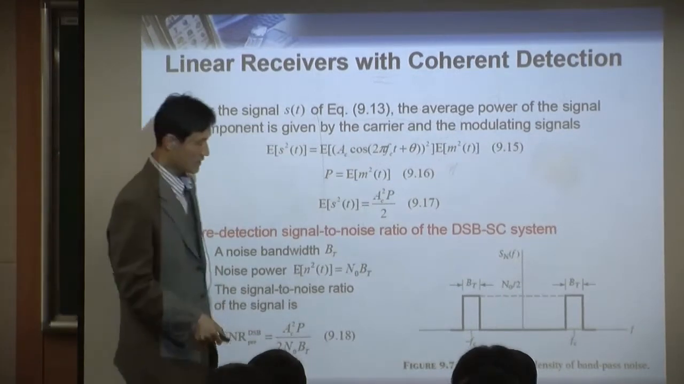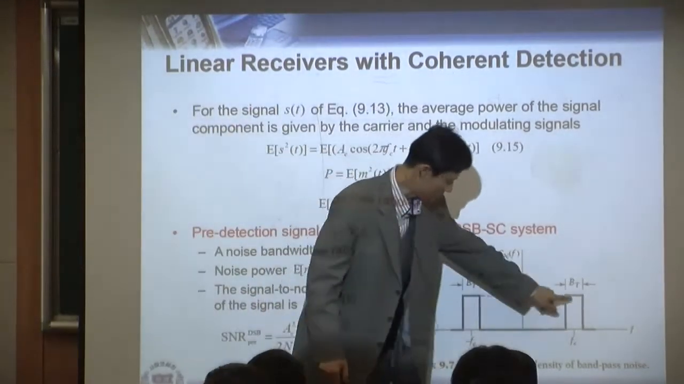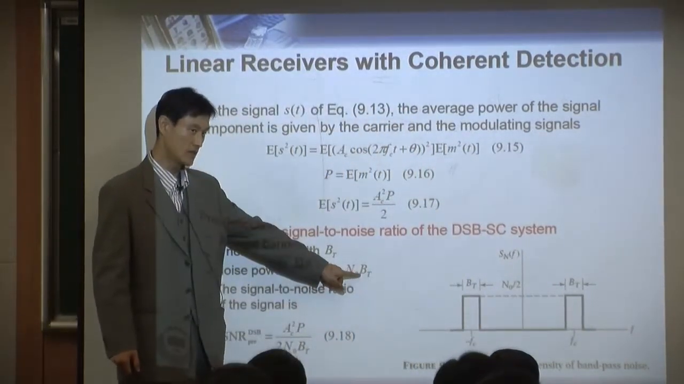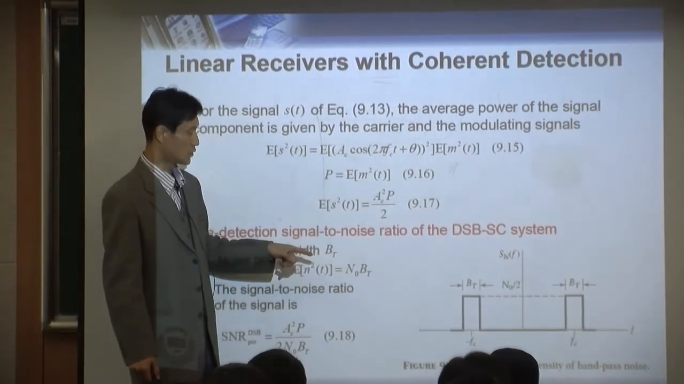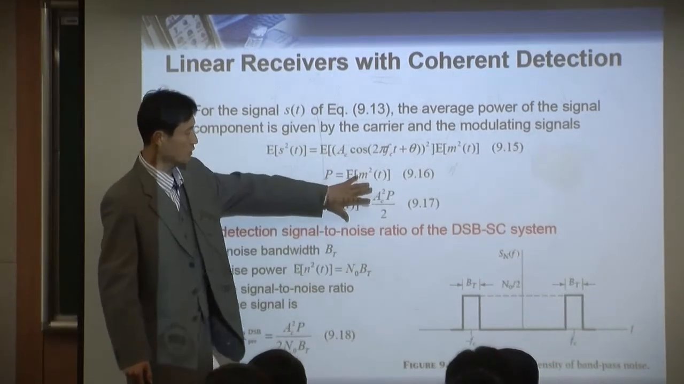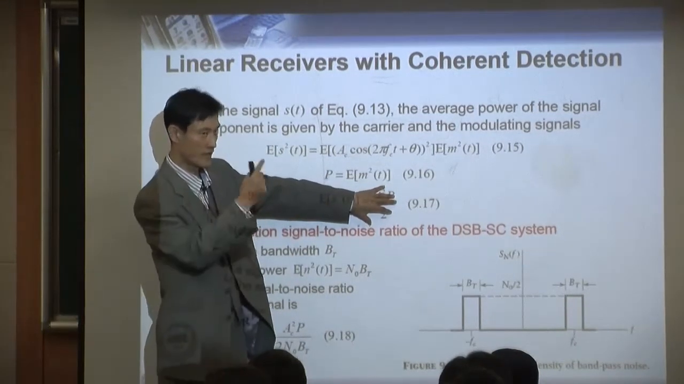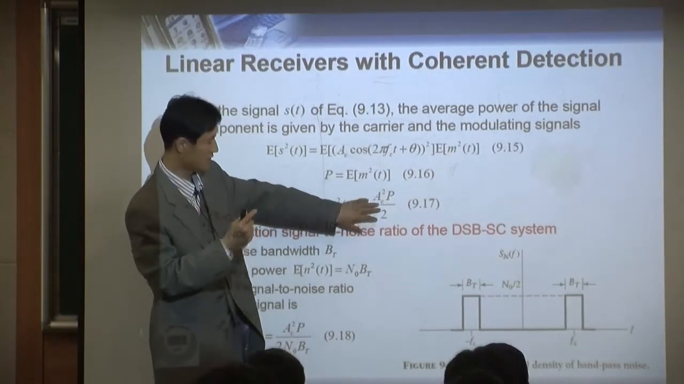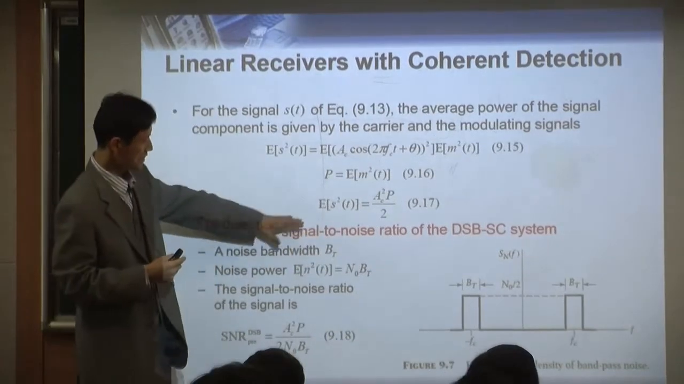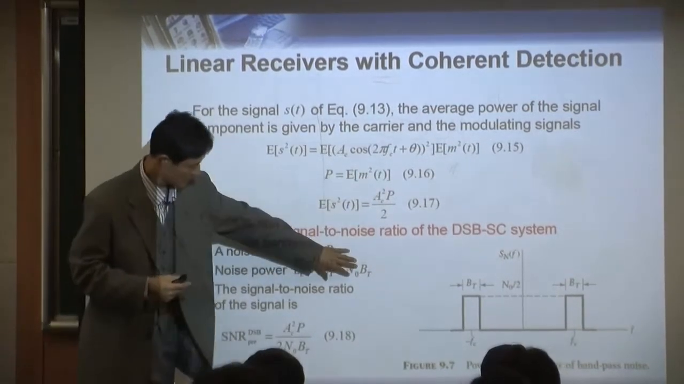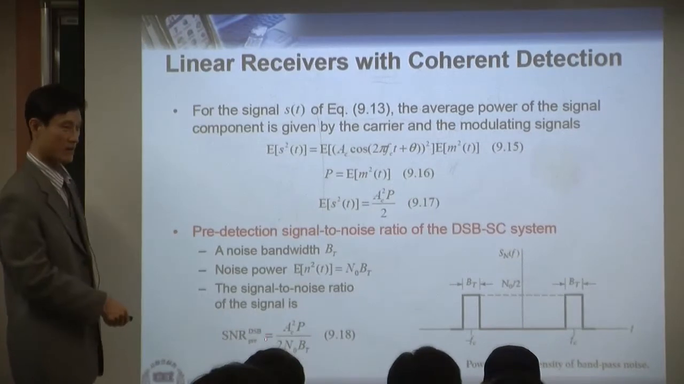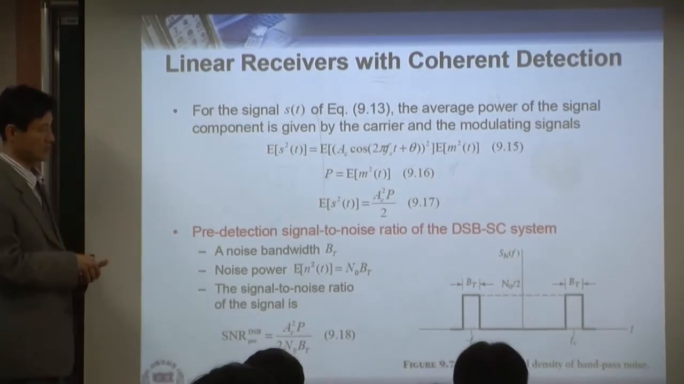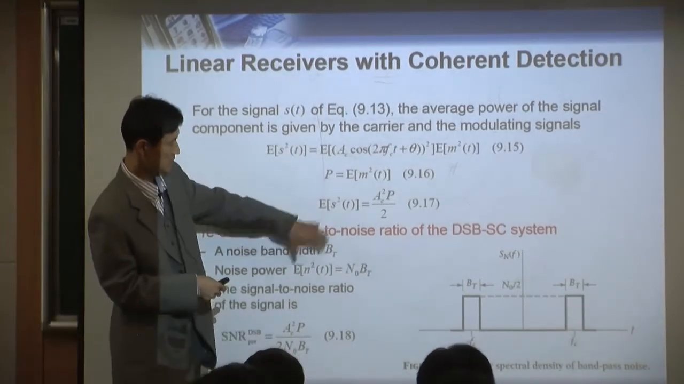So you can simply calculate the area under this power spectral density. That's going to be N naught B_T. So this is your noise power. We already calculated the signal power over the air. Now this is the power of your signal over the air, and this is the noise power. So simply this one divided by this will give you this SNR. This is the pre-detection SNR. So pre-detection SNR is pretty easy to calculate. Okay, that's it. It's very simple.